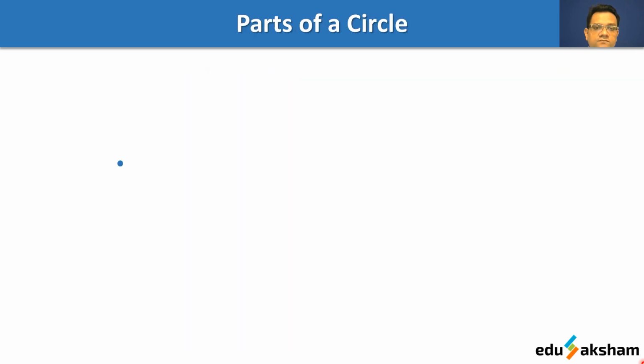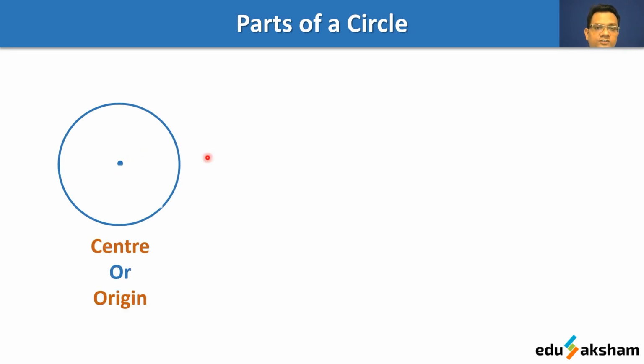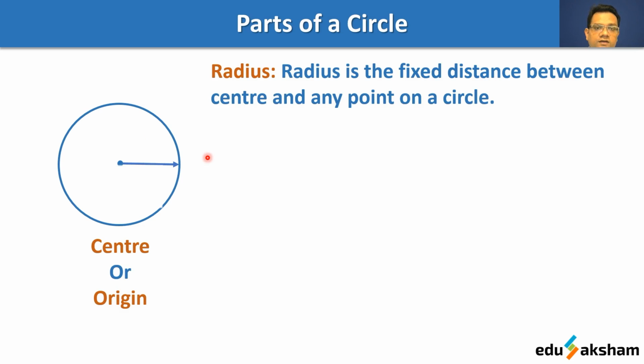This is a circle. Now let's draw a circle. The point in the center, which is equidistant from all the points, is called the center or origin of the circle. If we join any point on the circle to this point in the center, this is called the radius. So radius is the fixed distance between the center and any point on the circle.